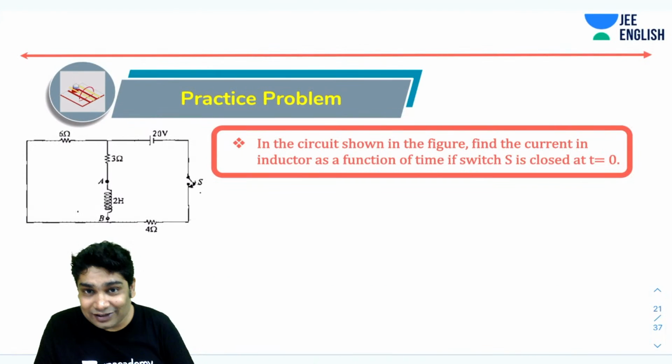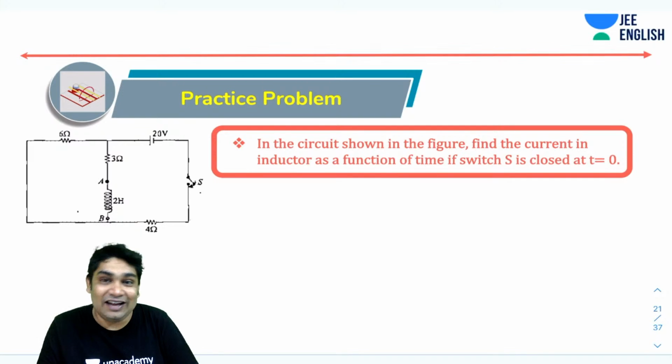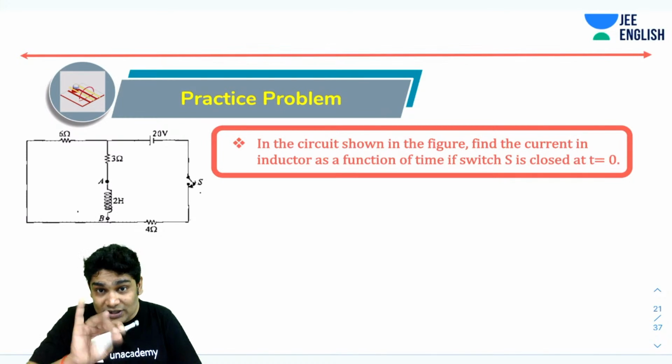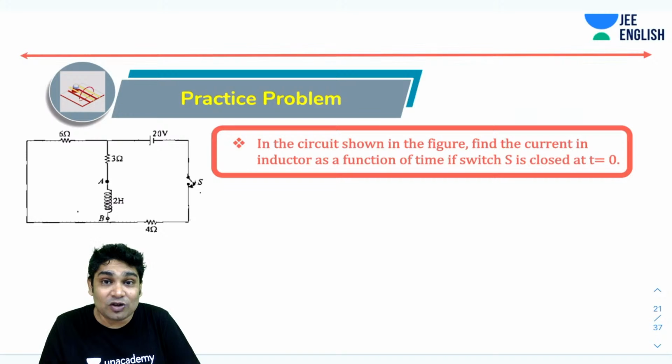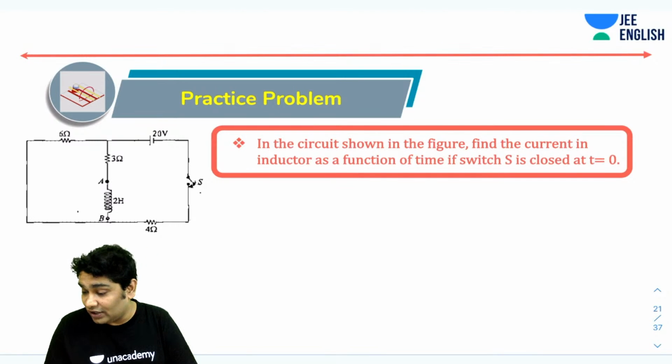Alright, why don't we try another question then? Let's try another question. In the circuit shown in the figure, find the current in the inductor as a function of time if switch S is closed at t equals 0. So at t equals 0, I'm closing the switch. You have to find the expression of current as a function of time. How does the current in the inductor change as a function of time?